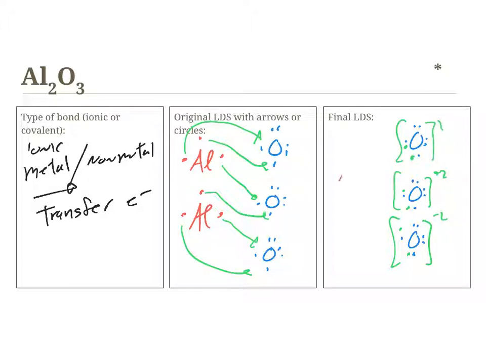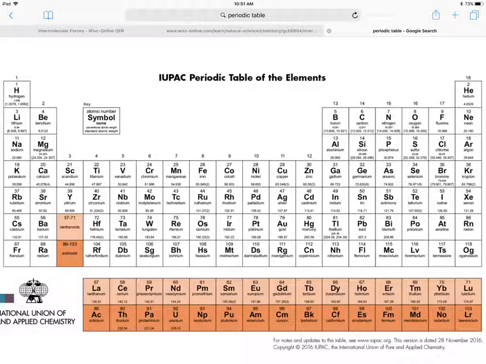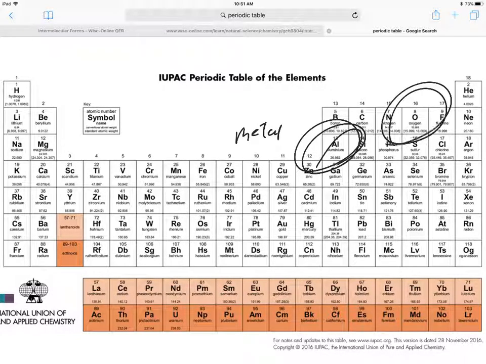And then I've got my aluminums. Both lost 3 electrons, so they are going to be +3. And there you have it. And take a look at the periodic table. We've got our aluminum, which is a metal, and we've got oxygen. So this is 3 valence electrons, and this is 6 valence electrons. So all is good. Good luck with your quiz tomorrow.